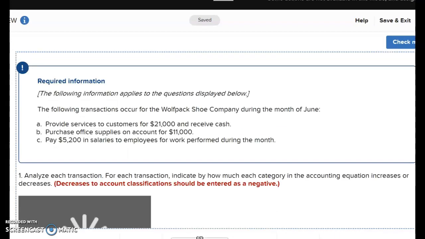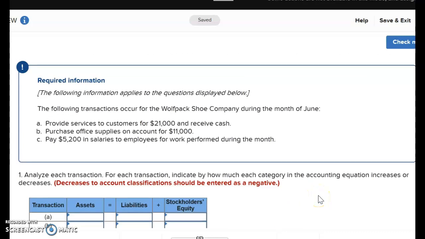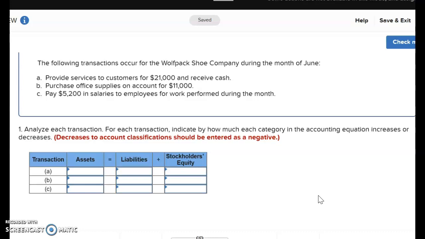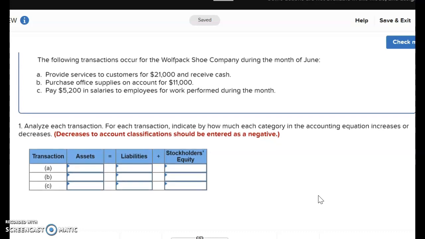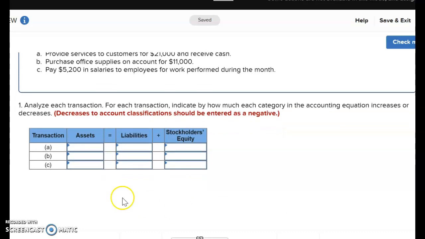Number 26, and I have less than a minute to wrap this up, so I'm going to go fast. Here are some transactions that happened for the Wolfpack Shoe Company, and they want you to analyze each transaction according to the accounting equation and how much each classification would increase or decrease.